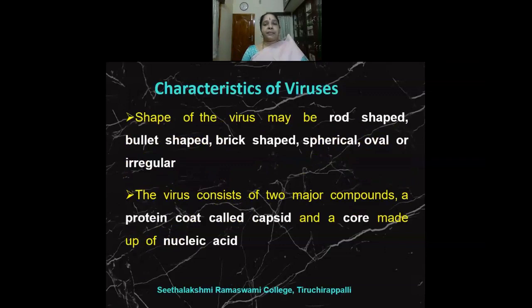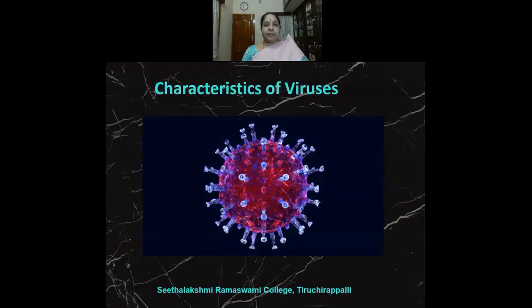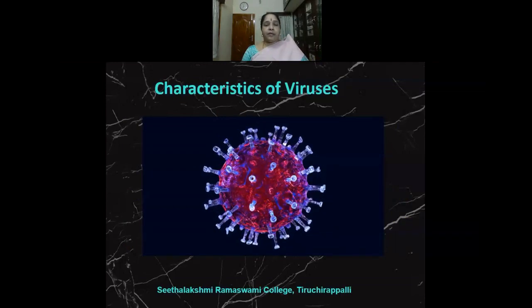The shape of the virus may be rod-shaped, bullet-shaped, brick-shaped. They may be spherical, oval, or irregular. The virus consists of two major components. They have a protein coat called the capsid and a core that is made up of nucleic acid. Only two parts. They have a capsid and a core. The core is called the nucleic acid. The nucleic acid may be either a DNA or an RNA. So this is the most popular coronavirus.